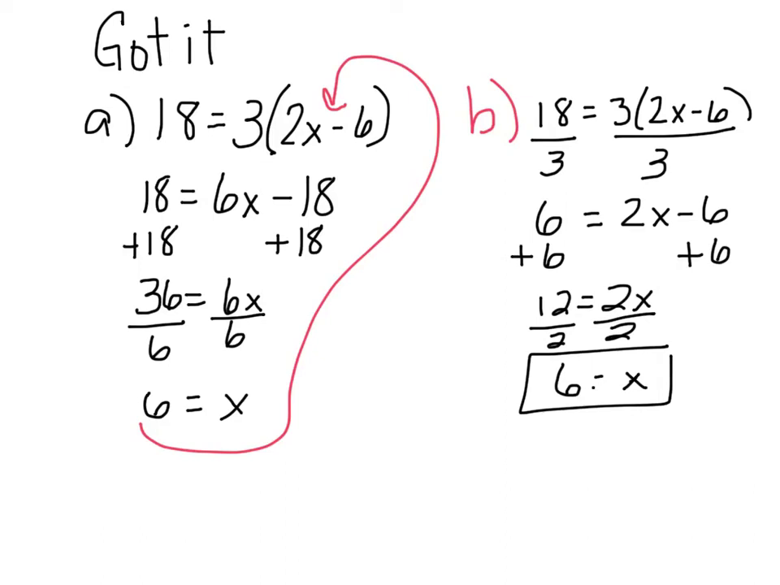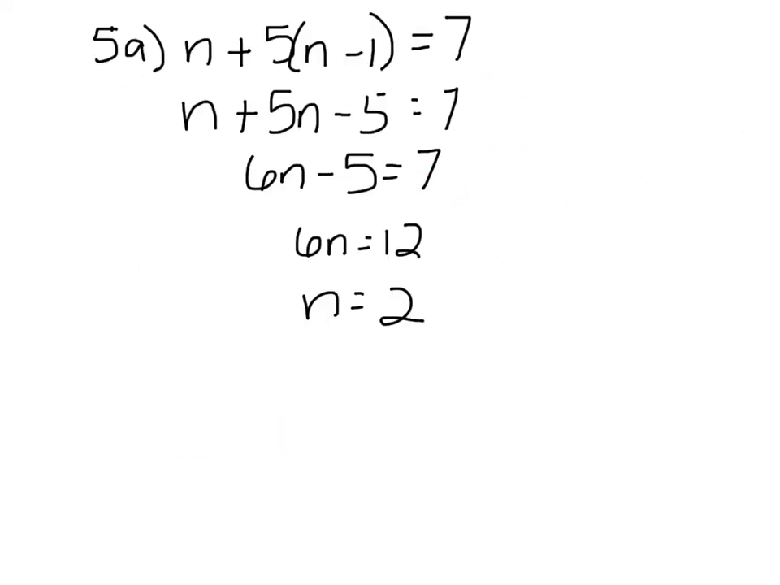So why don't you do, in your book right now, number 5 under practice A. And here's the answer. 5A, you should have distributed the 5 first. Combine like terms. Got 6n minus 5 equals 7. And then add 5 to both sides. Divide by 6 and you get 2.